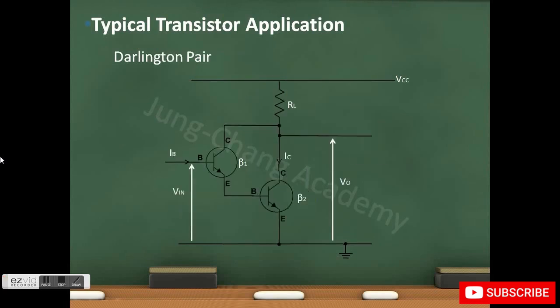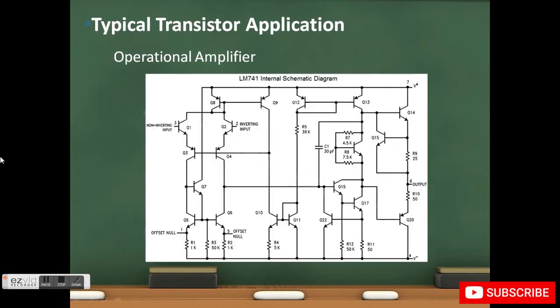Another commonly used application for transistors is to use them as a Darlington pair. In the Darlington pair, the transistors are connected in such a way that the current amplified by the first transistor is further amplified by the second transistor. So the total current gain is much higher than each transistor taken separately. If you look at the schematic of an operational amplifier, which we're going to talk about in the next lecture, you'll see Darlington pair being used for high current gain.